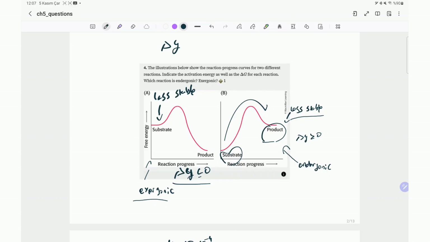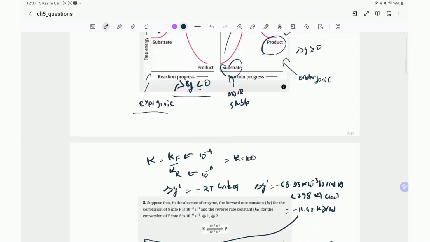In the second reaction, the substrate energy is lower than the products, so the substrates are more stable and the products are less stable, and the free energy is greater than zero, so the reaction is endergonic.